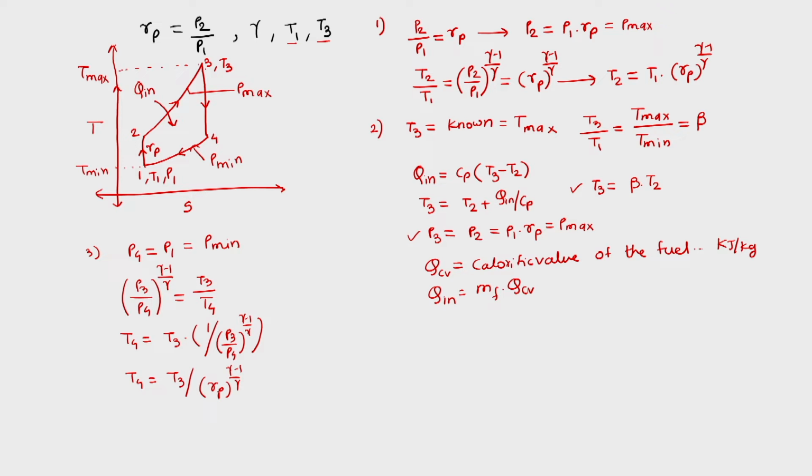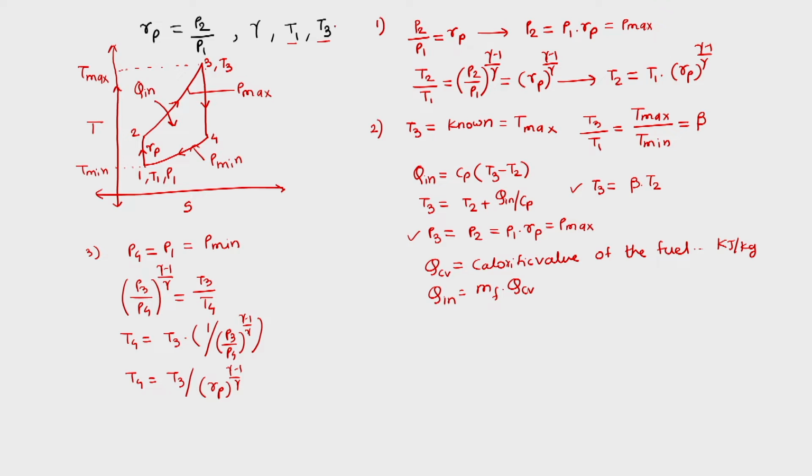Again Rp is more than 1, so this number in the denominator is more than 1, and T3 gets divided by it. So you get T4, which is lesser than T3. We will keep these formulas in mind for our further calculation.